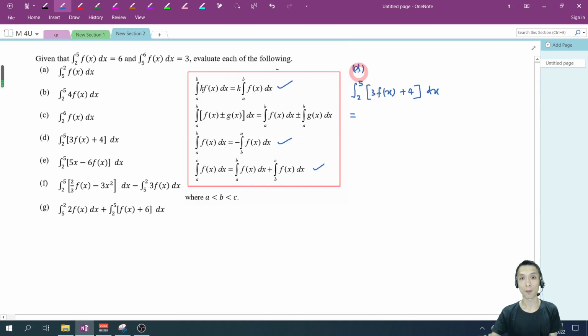For part D, I'm going to use this law. So I break this into two parts first, plus. The plus sign is just copied from here. If this is negative, we write negative. Since this is positive, I write positive over here. Now I have a constant, I can bring out the constant.